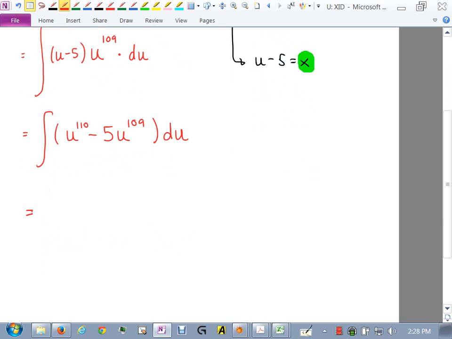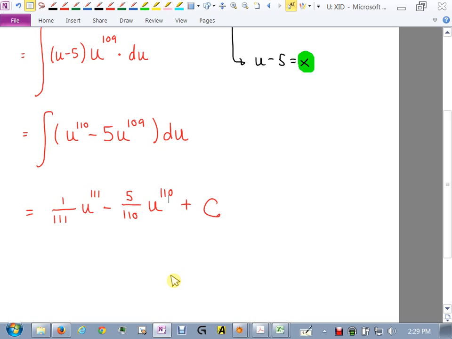Integral sign's gone now, right? I'm doing the antiderivative. Integral sign's going to go away. du is going to go away. Antiderivative of this is 1 over 110 plus 1, so 111, u to the 110 plus 1, so 111, minus 5 over what? 110. u to the 110, plus constant. If it makes you happy, imagine that the integral sign and the du all go away and the c is what takes its place, if that makes you feel better about life. All right?